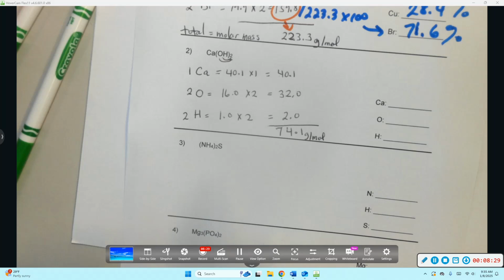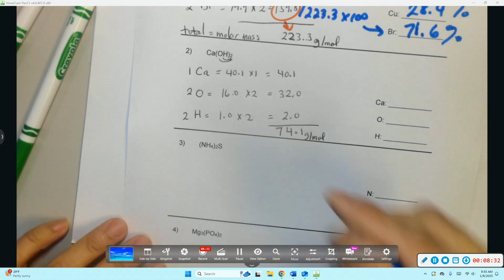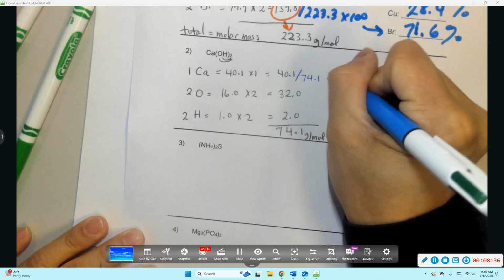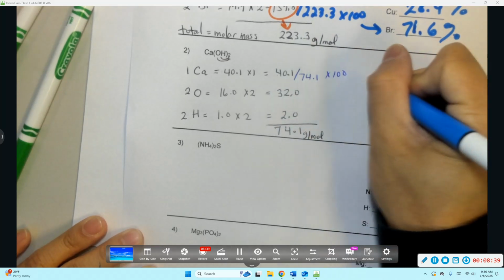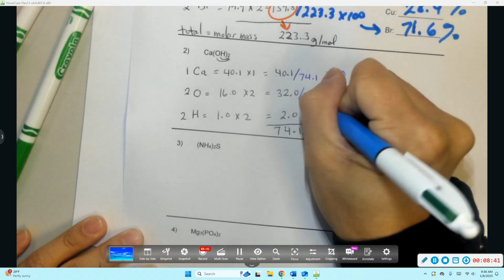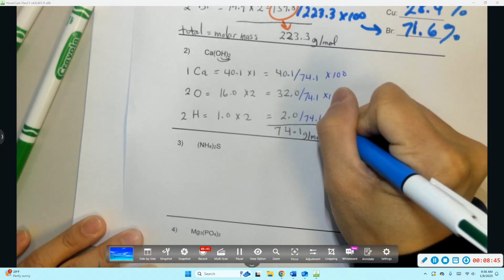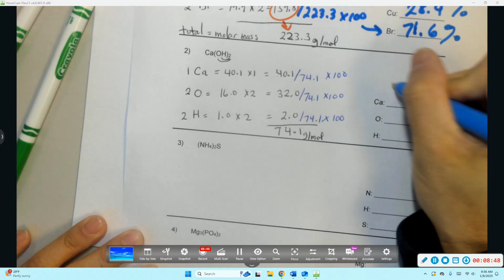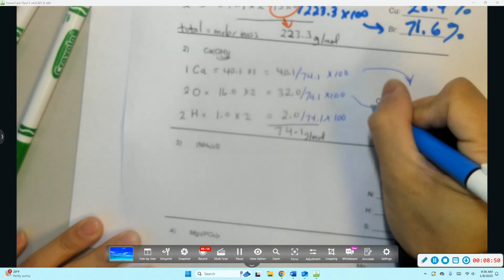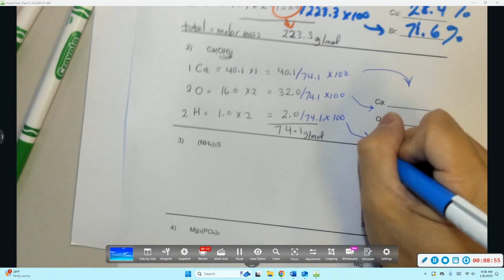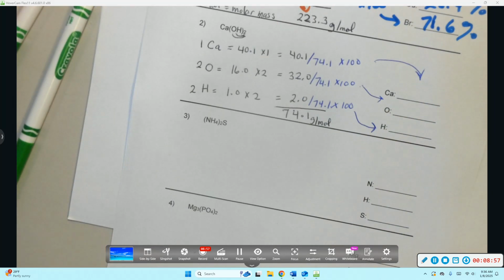And so the next step is to go through and divide each one. So 40.1, each component divided by 74.1 times 100. And you get your calcium. Divided by 74.1 times 100, and divided by 74.1 times 100. And you'll get your percentage for all 3 of them, okay? This is one where you have to actually do it, and I won't do that for you. I'm just showing you, getting you set up here. And that's how you do that number 2. Take a moment, get the answers there.